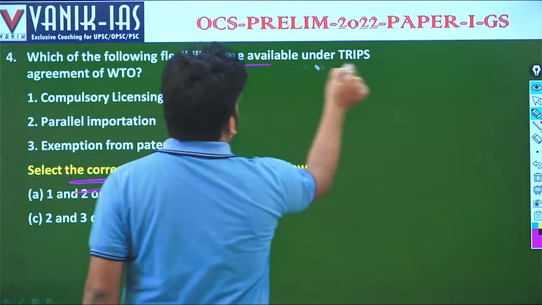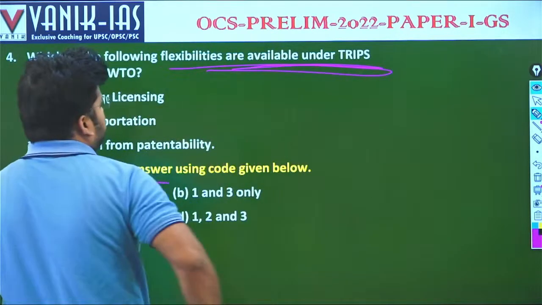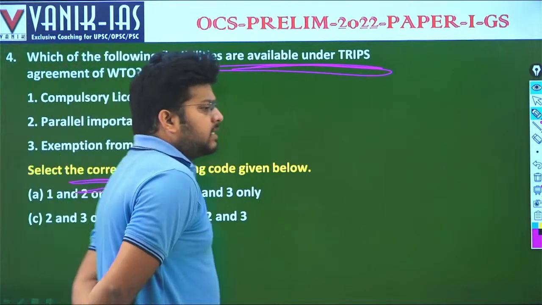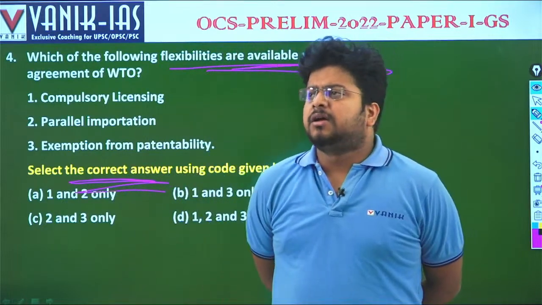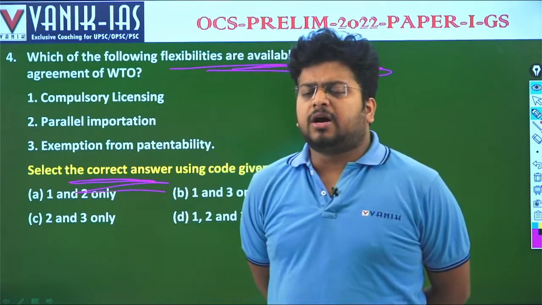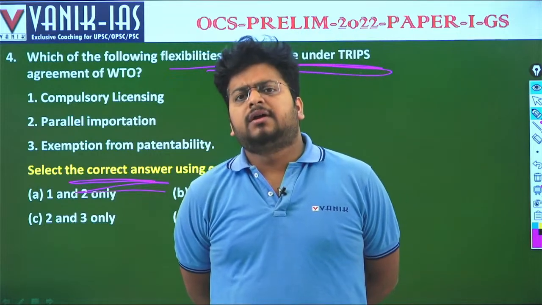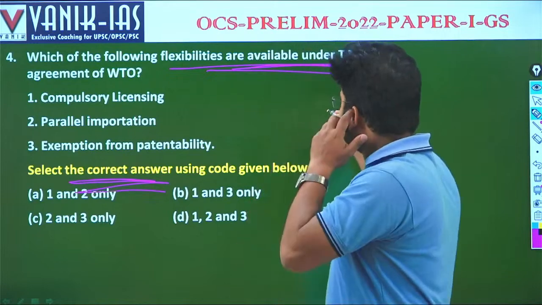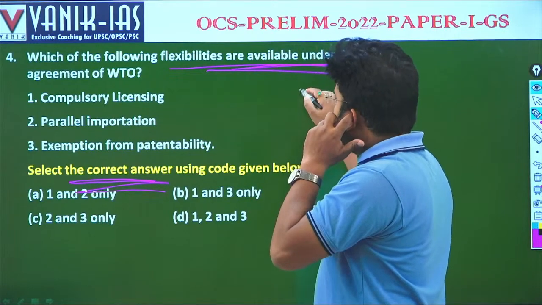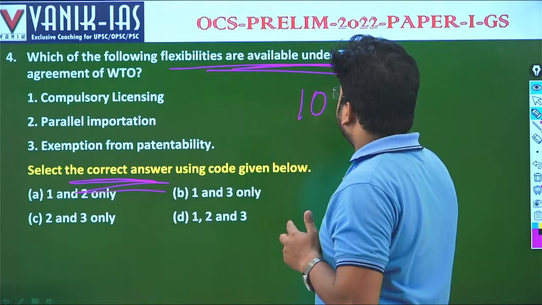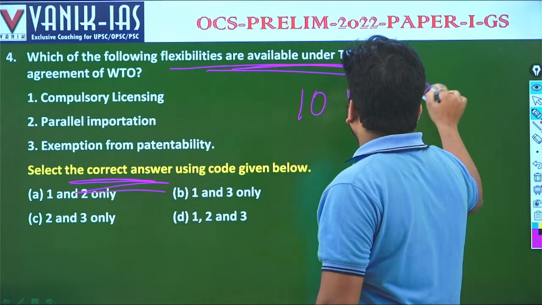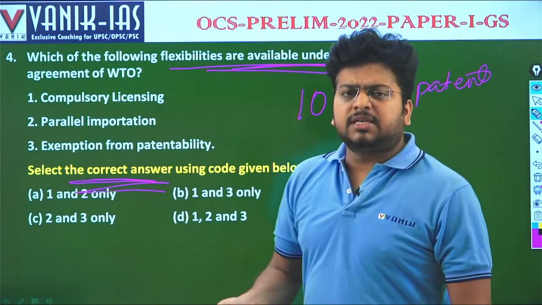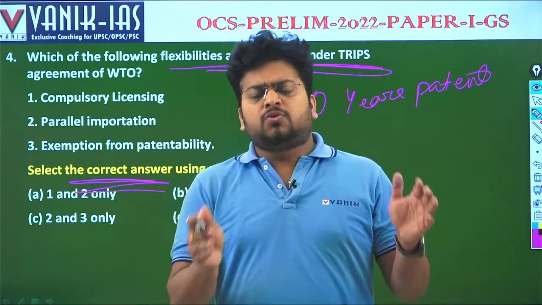Flexibility. Which of the following flexibilities are available under the TRIPS? Compulsory licensing. What do you mean by compulsory licensing? Compulsory licensing means, for example, Government of India, suppose in case of COVID, there is an emergency. Suppose a particular company develops a medicine and it is given 10 years of patent, right? For example, 10 years of patent is given to a particular manufacturer of medicine, but suddenly an emergency came, right? So patent means only that company will produce.